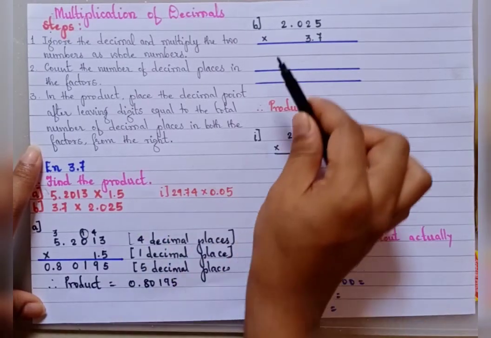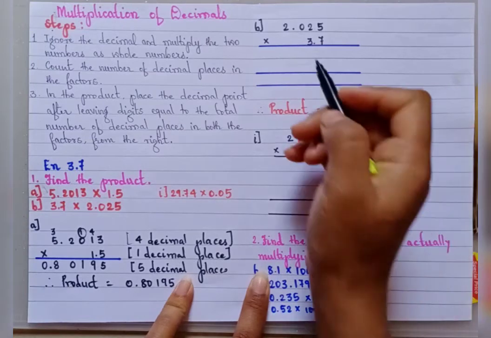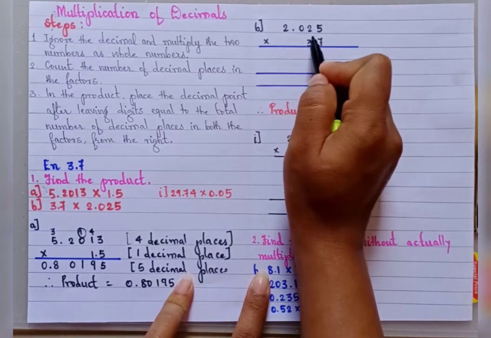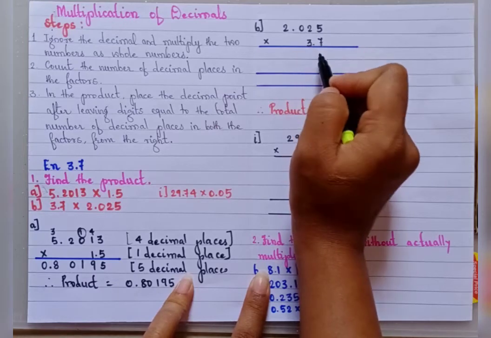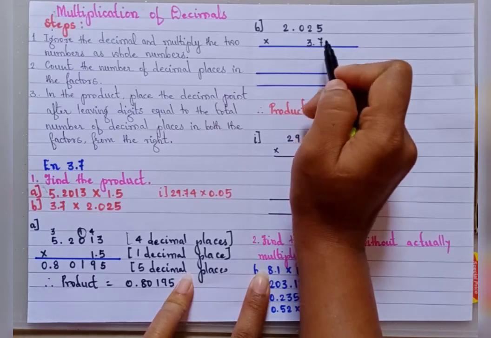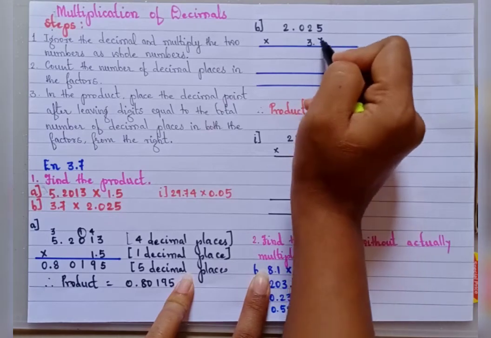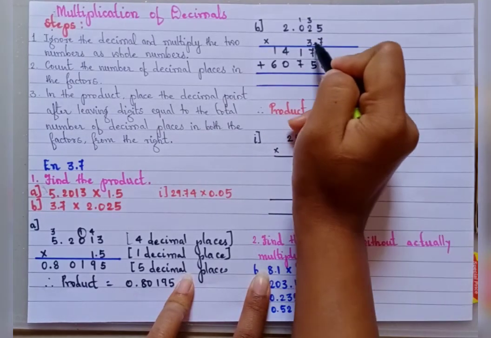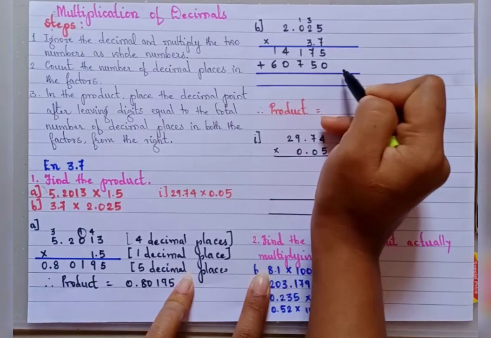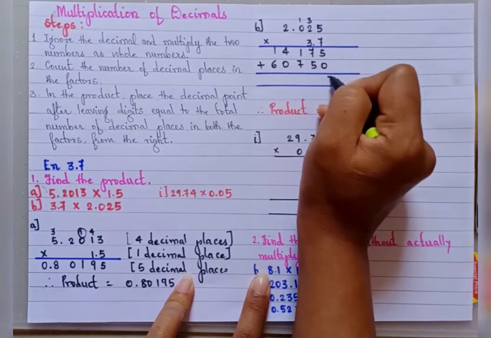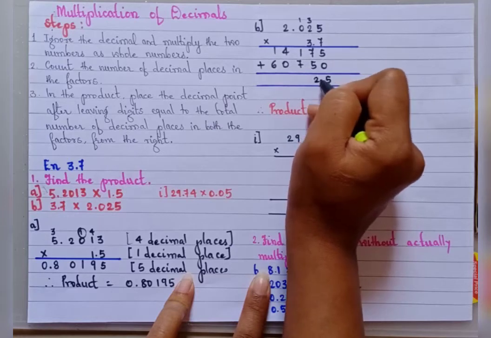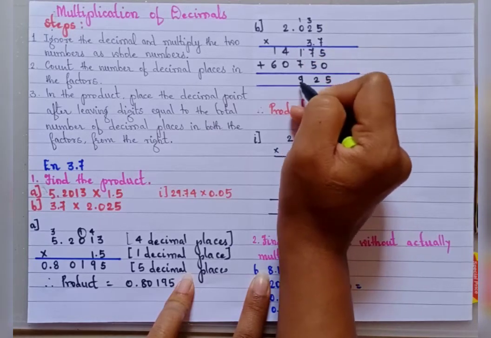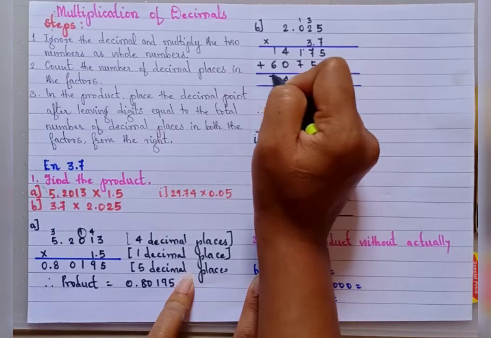Similarly, we shall solve B example. We have here B example 2.025 into 3.7. So here without thinking much of decimal point, we are going to multiply these numbers as a whole number. So let's do that. First let's multiply this number by 7, and then we have to multiply with 3. So we will get this product. And now we have to add. 5 plus 0 is 5. 5 plus 7 is 12, 1 carry. 7 plus 1 is 8, plus 1 is 9. 4 plus 0 is 4. 6 plus 1 is 7.